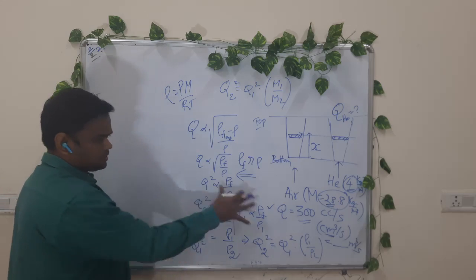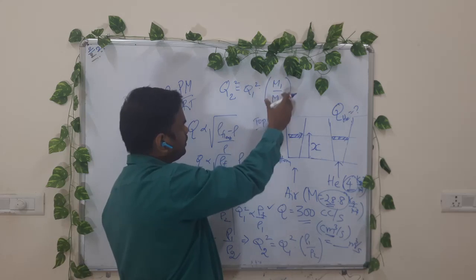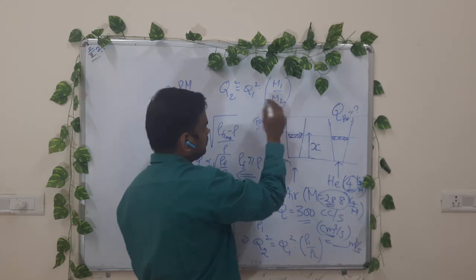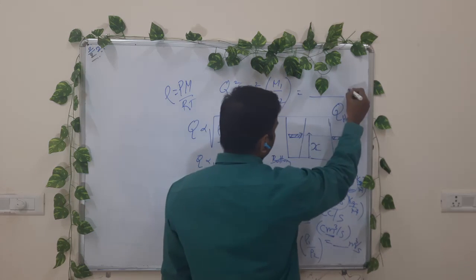Now please calculate that. The answer is going to be Q2 square is equal to Q1 square into m1 by m2. Therefore, Q2 is equal to square root of that. And whatever it is in meter cube per second, please report.